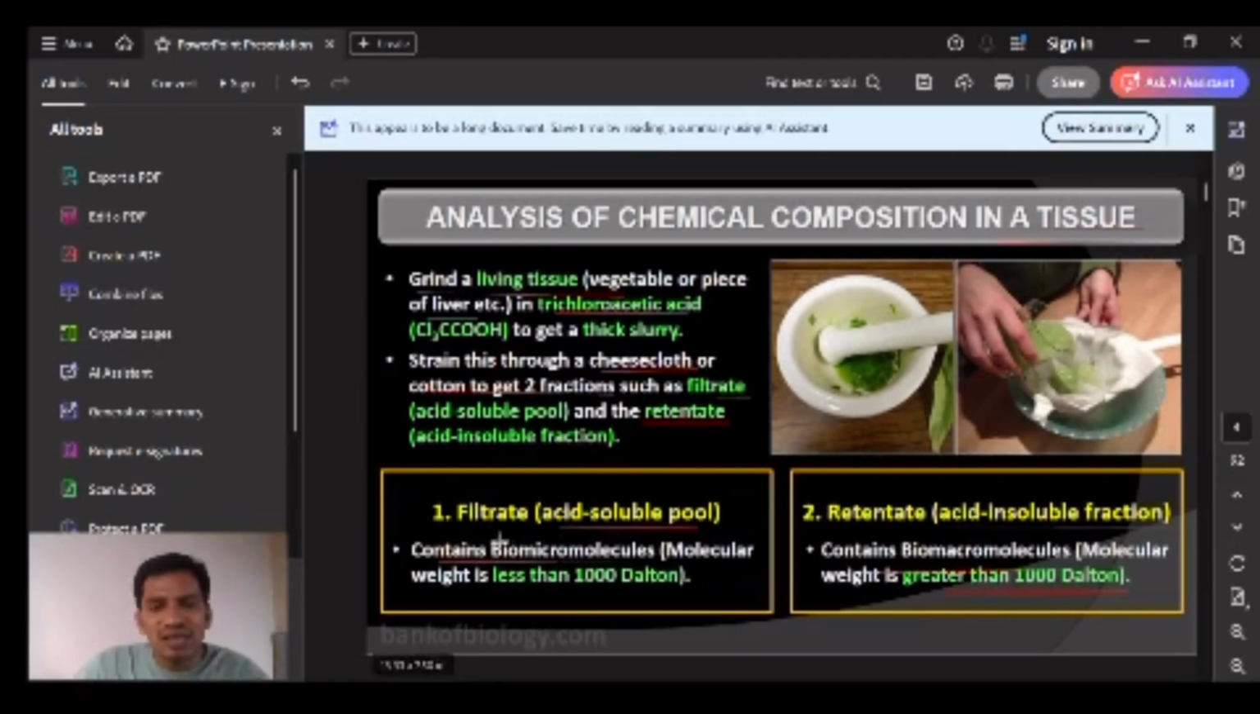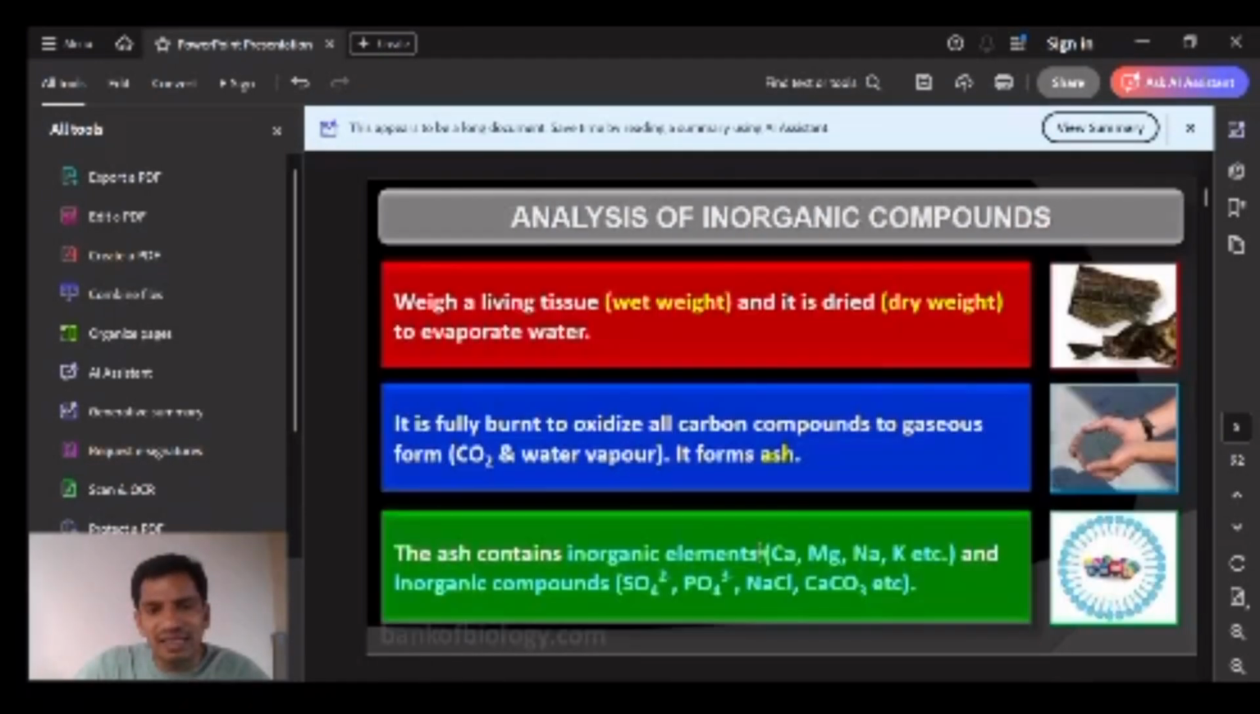The filtrate has biomicromolecules, and the retentate consists of biomacromolecules. The filtrate has a molecular weight less than 1000 Dalton, whereas the retentate is greater than 1000 Dalton. But there is a small exception for fats, which we'll discuss later.